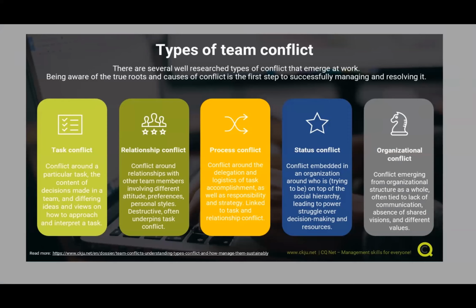and it really helps you look at what the root causes of conflict are, right? So it could be task conflict, which is on the left. It's a conflict around the way to do a task, the decisions involving how to, when to, what to, when you're approaching that. And that's very common. That's one of the most common types, right?